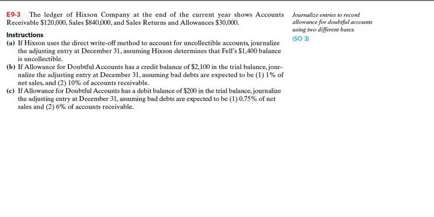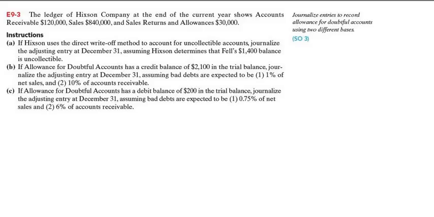So if we go to B, allowance for doubtful accounts has a credit balance of 2,100 in the trial balance, journalized as of December 31st, assuming bad debts are expected to be 1% of net sales and 10% of accounts receivable. So for 1, we're going to debit bad debt expense for 8,100. The way we get that is we take sales, 840,000, minus returns and allowances of 30,000, which is 810,000, times 1%. So again, we debit bad debt expense for 8,100 and credit allowance for doubtful accounts for 8,100.